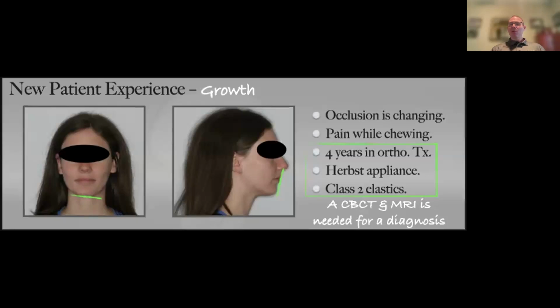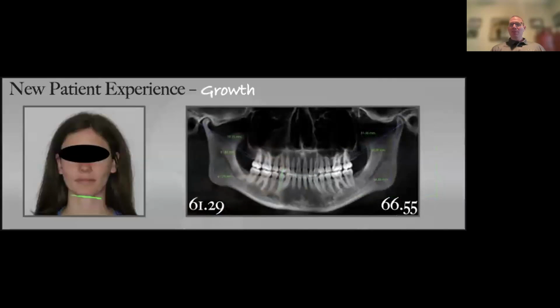But because of the pain, we went ahead and put her through the protocol of getting the imaging. Looking at the cone beam CT panoramic view, you can see that she's 5 millimeters deficient on the right ramus height compared to the left. A lot of that has to do with the disc.